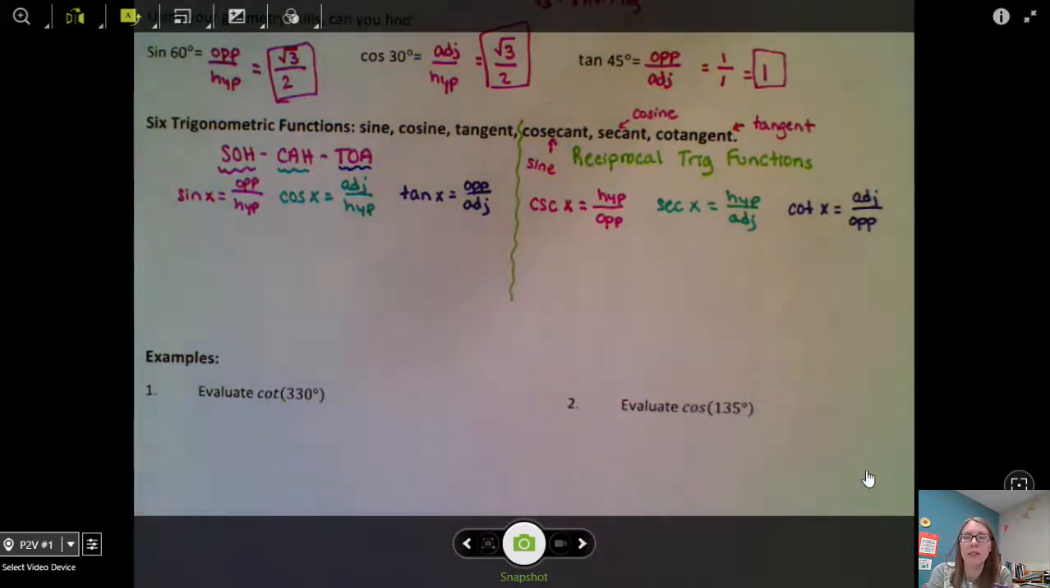So we will use all 6 of these trig functions as we're evaluating angles. We'll be able to figure out what the cosecant is of 120 degrees, what the sine of 30 degrees is, cotangent of 300 degrees, all of that, and that's coming up.